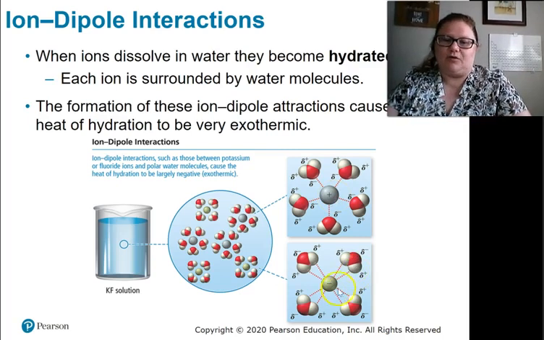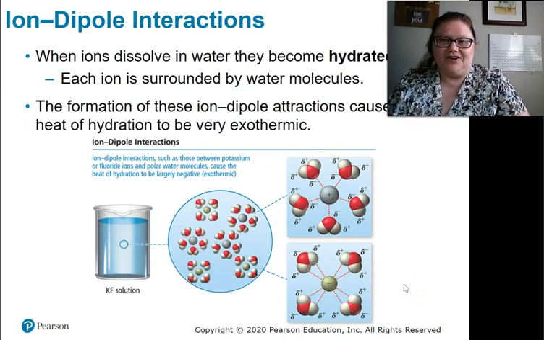And what would it look like for the negative ion? We have that picture down here. So the negative ion in the center, and you see the partial positive hydrogens of each water molecule now facing that negative ion.